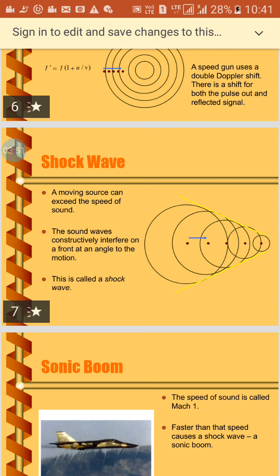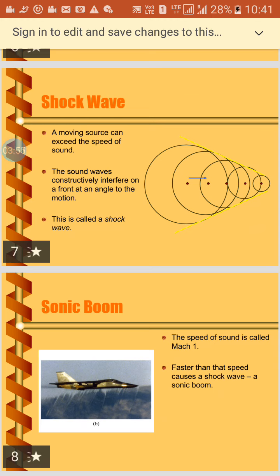Now what is a shock wave? When a source exceeds the speed of sound, the sound waves constructively interfere in front at an angle to the motion. This is called a shock wave. Now, sonic boom. The speed of sound is called Mach 1, and faster than that causes a shock wave, which is called a sonic boom.